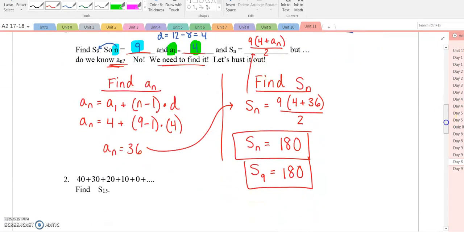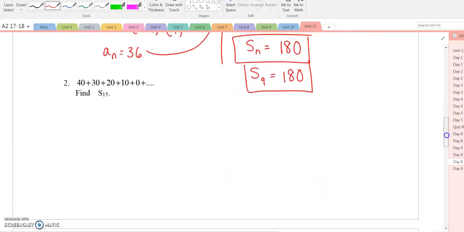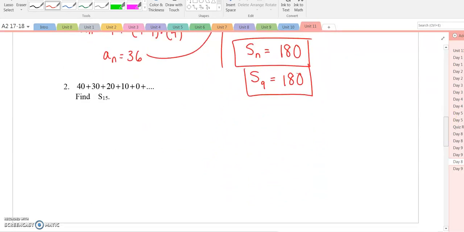Alright, let's try it again in example 2. Okay, this one doesn't spell it out as much, so we're really going to have to work our magic here. Okay, find S sub 15. So remember, the 15, that is our n value, so n is 15. We also need to know a sub 1, the first term, and that's 40. The question is, what's a sub n?